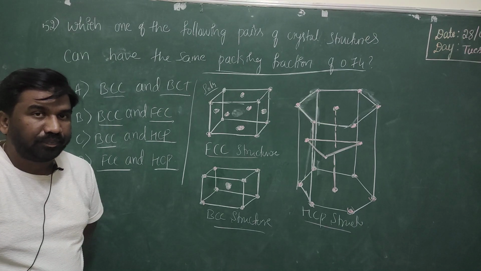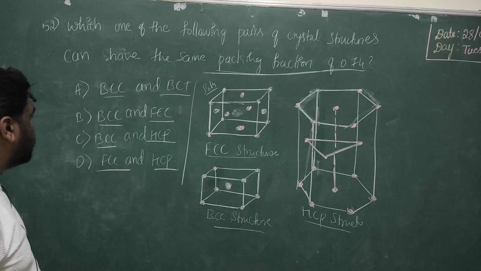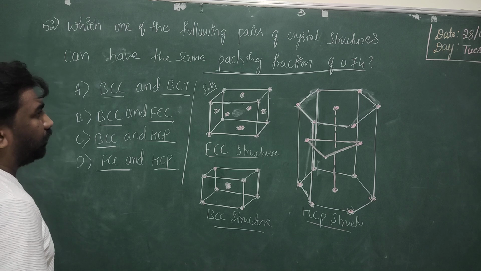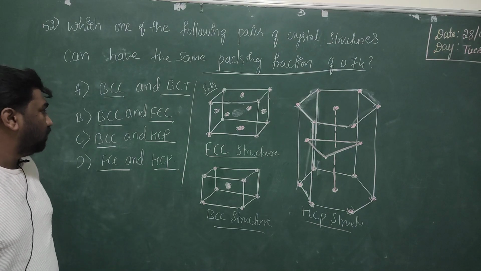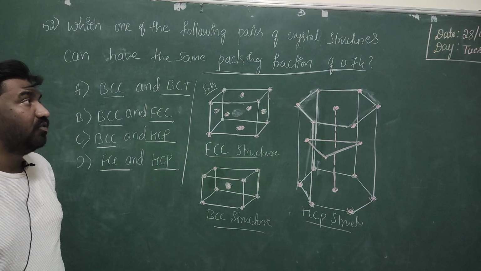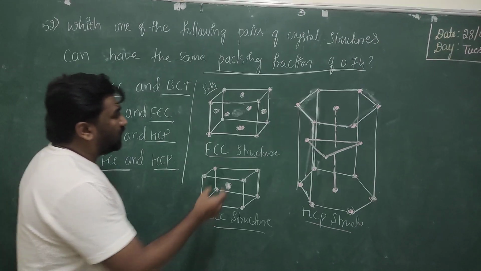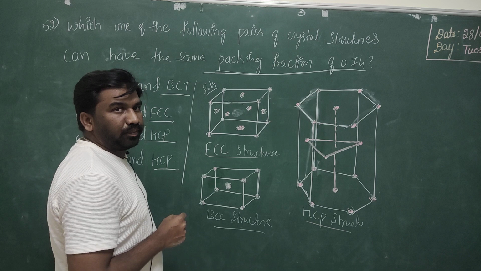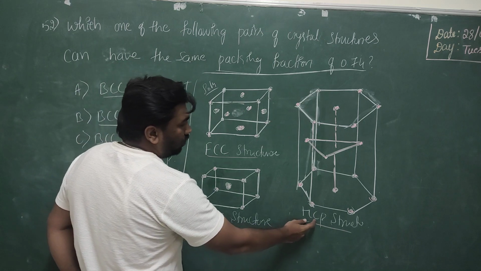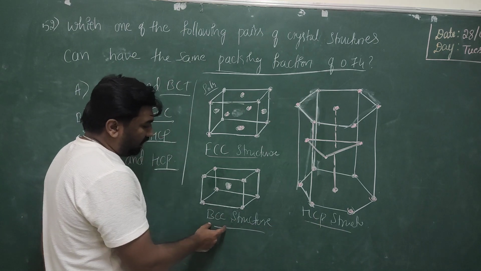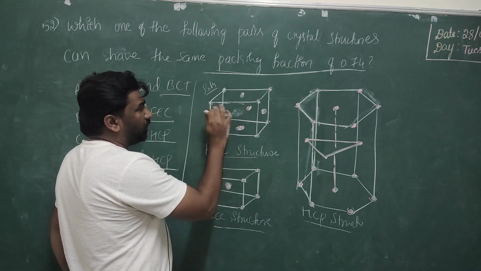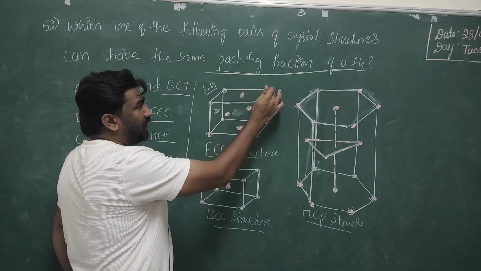Let's see which one will give the packing fraction 0.74. This is the structure of the face centered cubic lattice, this is hexagonal close packing, and this is the body centered cubic lattice. In the face centered cubic lattice, there are 8 corners.